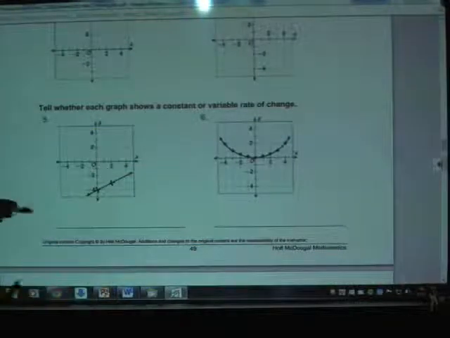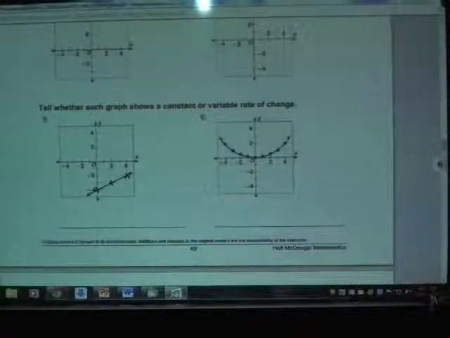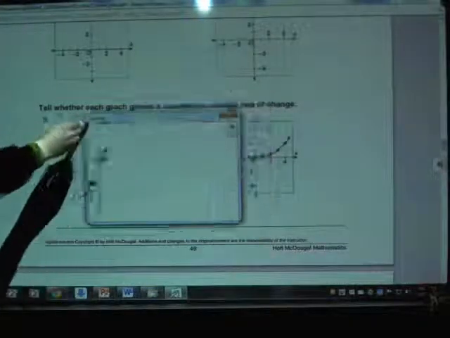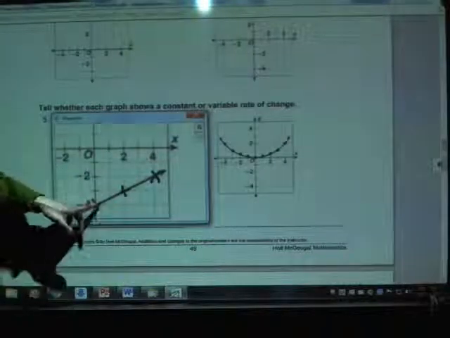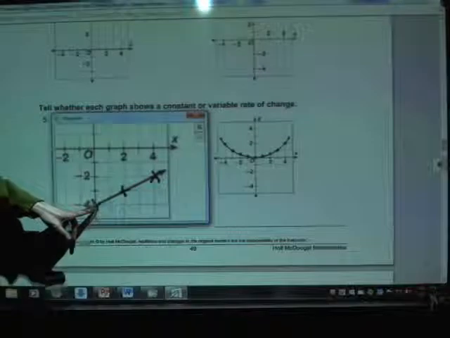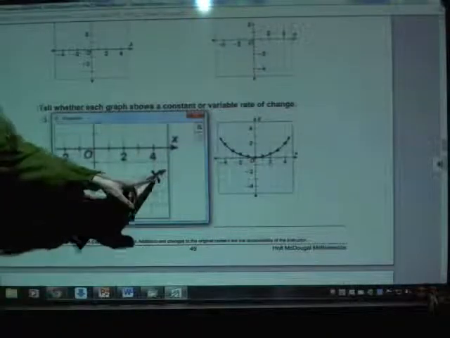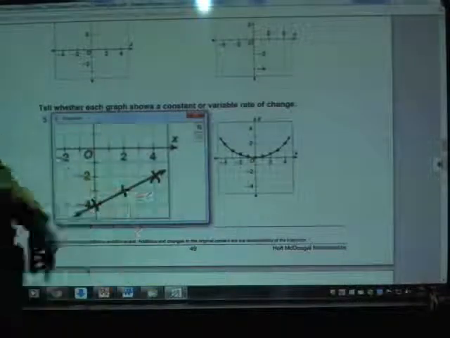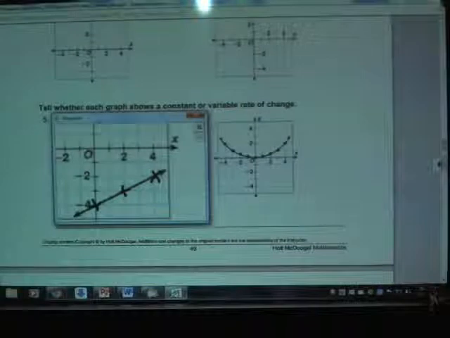Well, let's say instead I want to look at the point I just drew, this point. So I'm going to go from here to here. Well, look what happens. I go 1, 2 up, 1, 2, 3, 4 over. So the slope there is 2 over 4. Well, what does 2 over 4 reduce to? 1 over 2. Slope is the same.